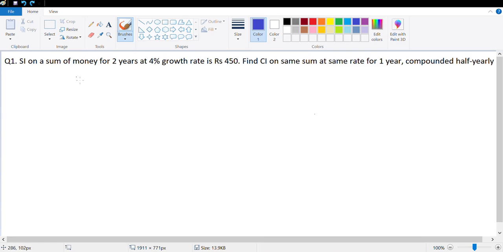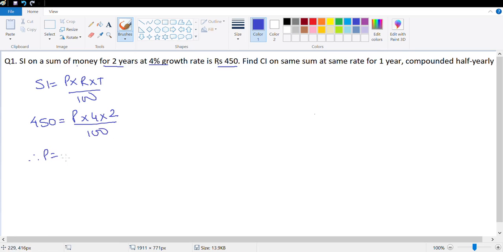So question 1 says simple interest on a sum of money for 2 years at 4% rate is rupees 450. We know simple interest is equal to P into R into T upon 100. In this case, simple interest is given equal to 450. Principal we don't know, rate is 4, time is 2, upon 100. Therefore, principal is equal to 450 into 100 upon 4 into 2.